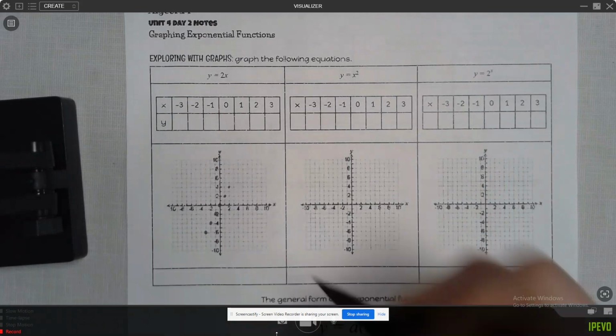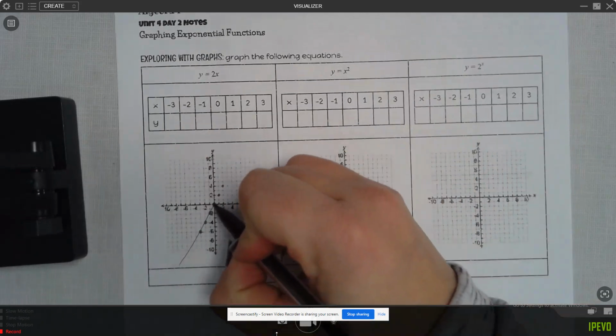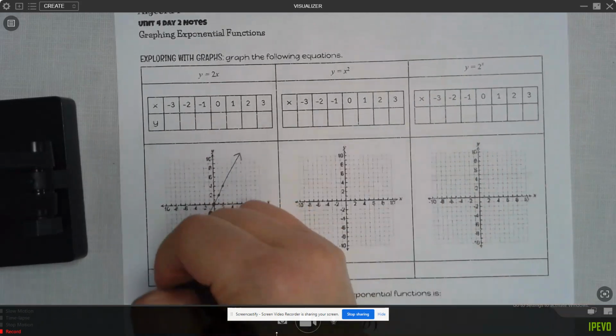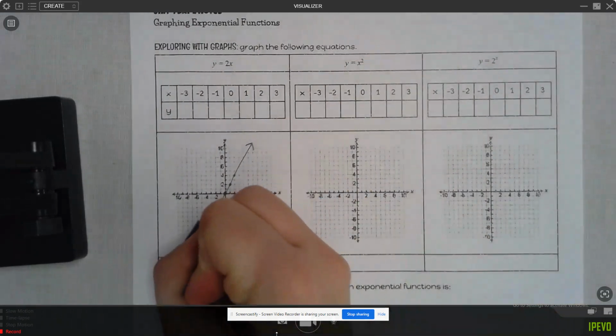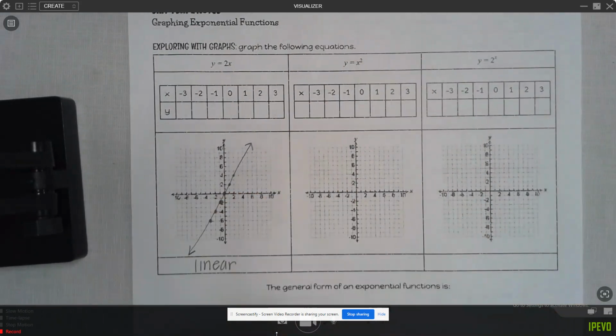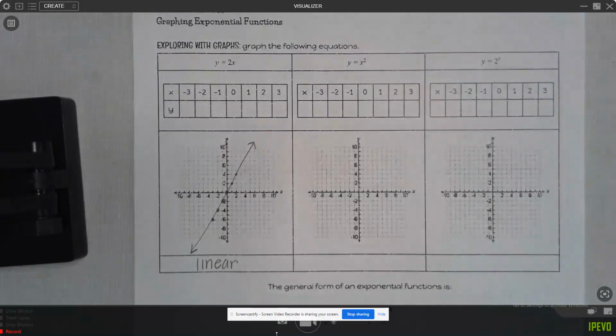And what are you going to do with those? You're going to draw a nice little line. And that's linear. That's linear. Does everybody have that?